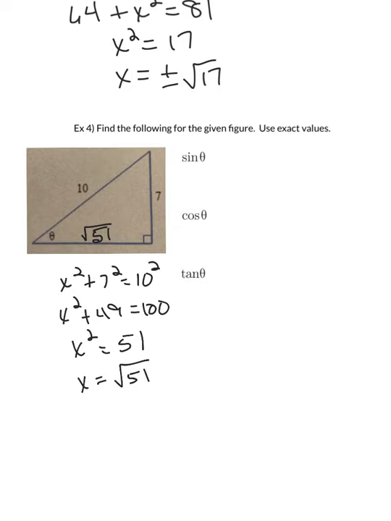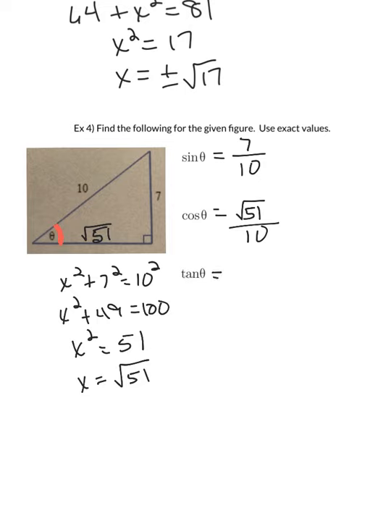Now the trig functions that we are finding are all in relationship to theta, angle theta. So if we are doing the sine for angle theta, we want the side across from it, the opposite, 7, over the hypotenuse, which is 10. For the cosine, we want the adjacent, the leg connected to angle theta, which is the square root of 51, over the hypotenuse, which is 10.